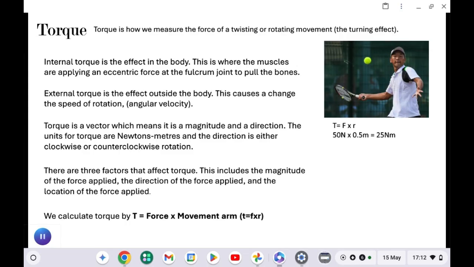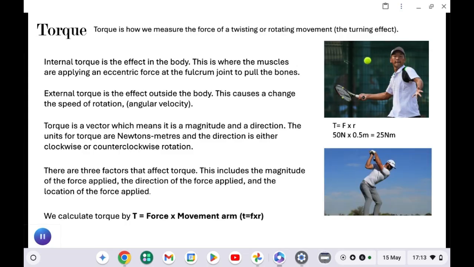Therefore, to find a numerical value for torque in this example, we can use the equation T equals F times R, which would give us 50 newtons times 0.5 meters, which would then give us a total of 25 newton meters. This is an internal torque, as the force comes from within the body and creates an eccentric force.